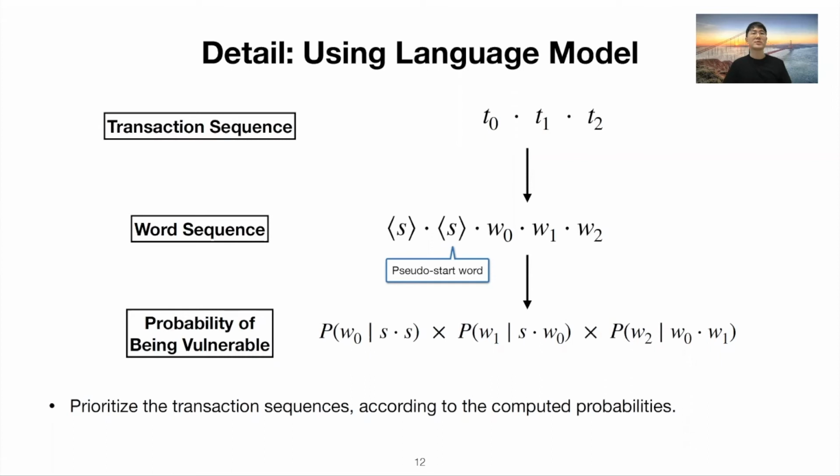Now, I will explain the testing phase. Suppose we have a transaction sequence. First, we abstract it to a word sequence in a similar way to the one in the learning phase. Then, using the training corpus that we obtained, we compute the probability of being vulnerable for the given transaction sequence. Finally, according to the computed probabilities, we prioritize the transaction sequences to guide a symbolic execution procedure.